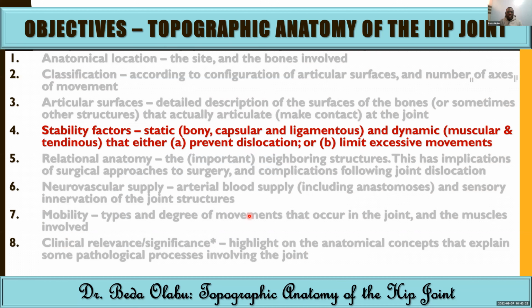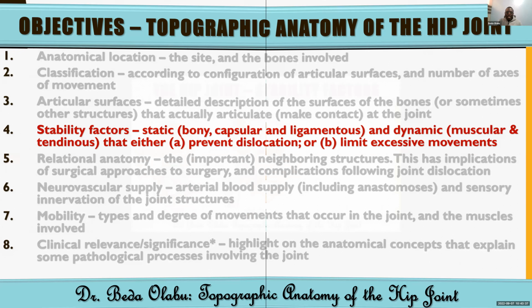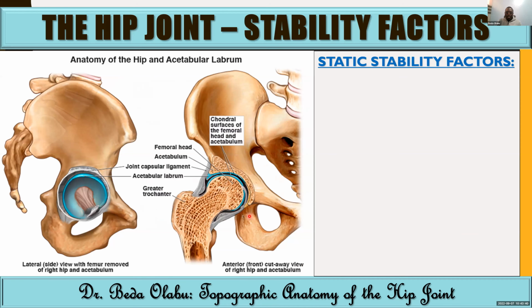Great. Now let's look at the next thing. We look at the stability factors. We discussed that when you look at stability factors, you look at static as well as ligamentous factors. Let's start with the static stability factors. We had classified the static stability factors as bony, capsular, and ligamentous. And we'll see them with that light. Let's start with the bony factors.